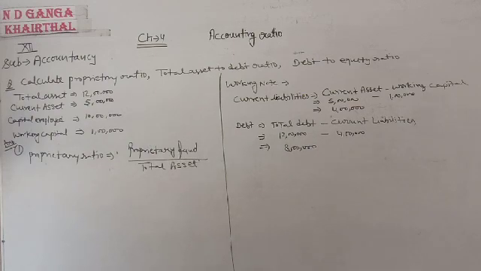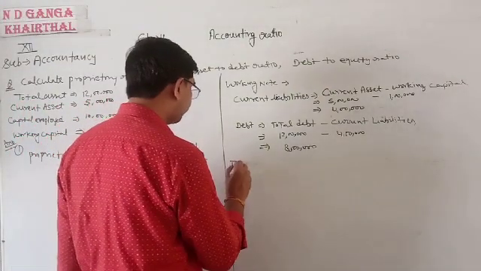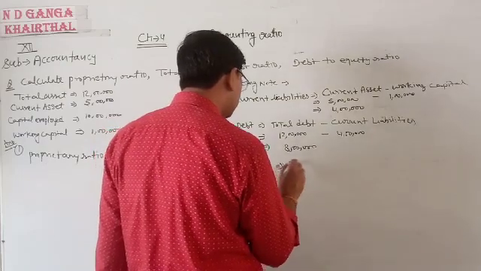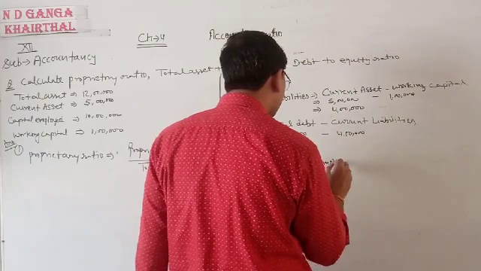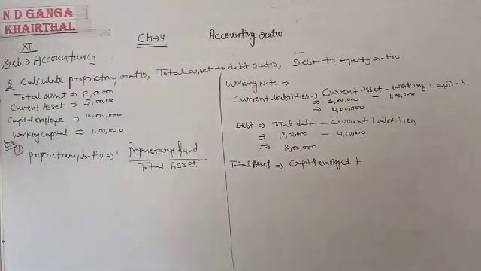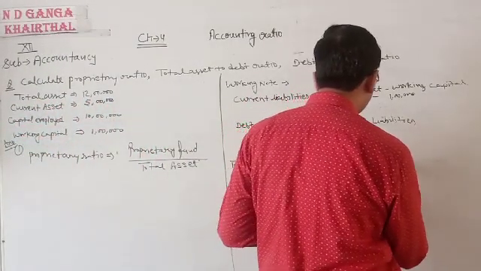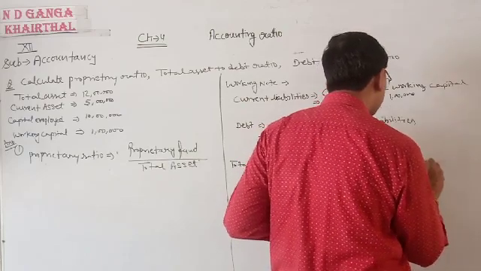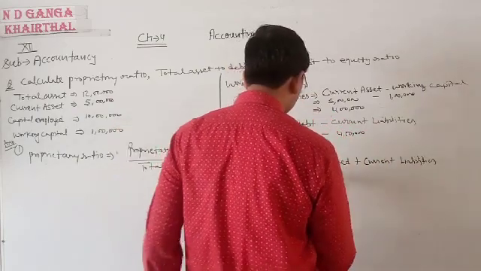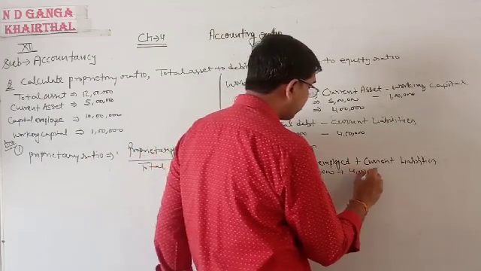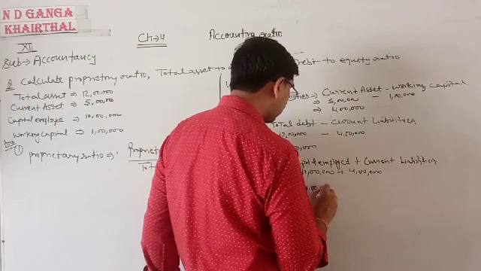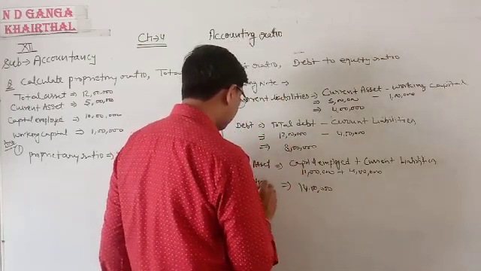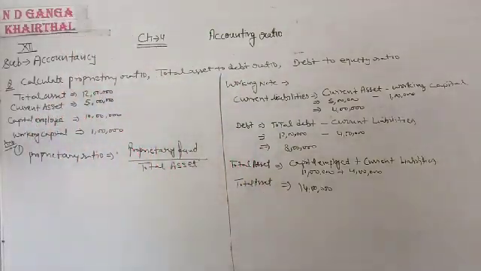So total assets equals capital employed plus current liability. Okay, so capital employed is 10 lakh rupees plus current liability of 4 lakh. So total assets is 14 lakh rupees. Clear? Proprietor fund, equity, equals total liability minus total debts.